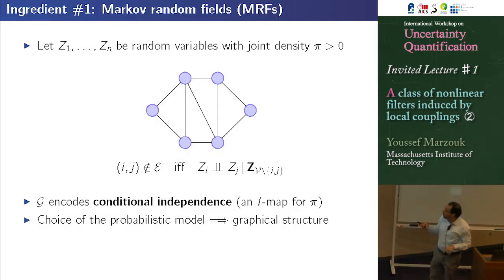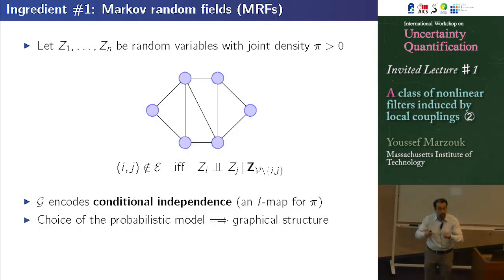I can associate with this collection of random variables a graph. And the graph encodes conditional independence relationships. So what does that mean? The absence of an edge in this graph, so each of these nodes, first of all, represents one of the random variables. So here I have 6 random variables. If 2 nodes are not connected, in other words, if this ij is not in the edge set, then those 2 nodes are independent, conditioned on all the other nodes. Okay? This is the mathematical notion of conditional independence, and I denote it like this.